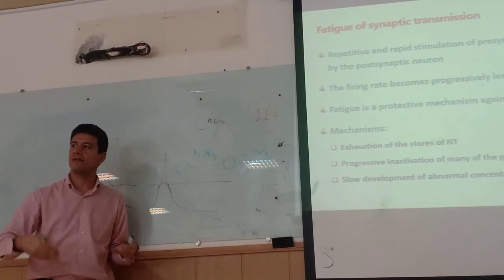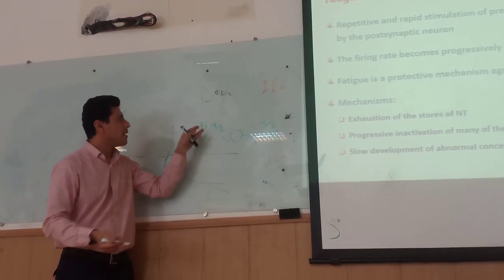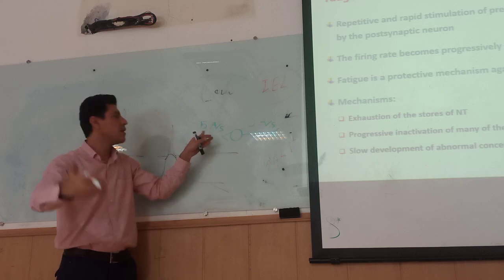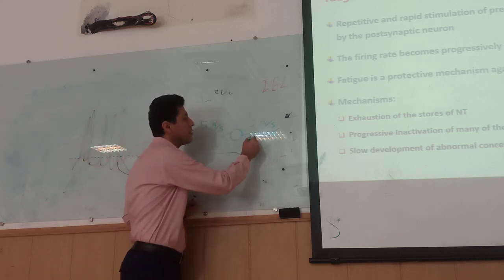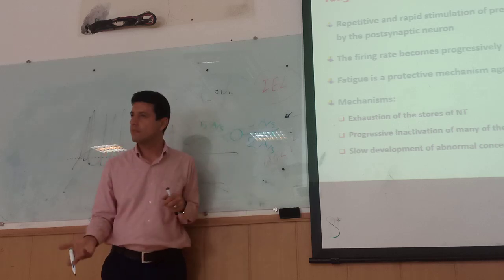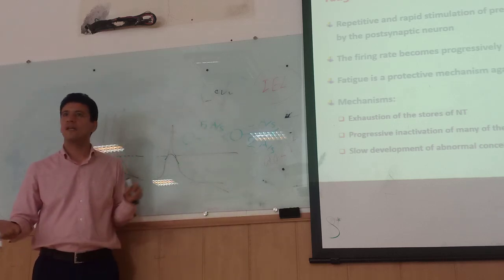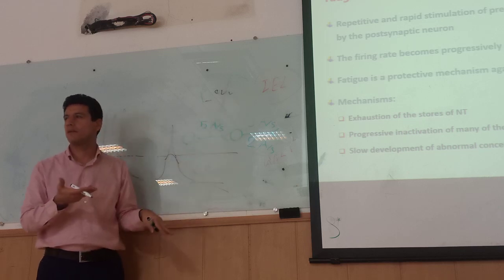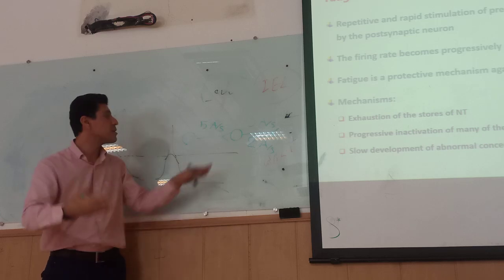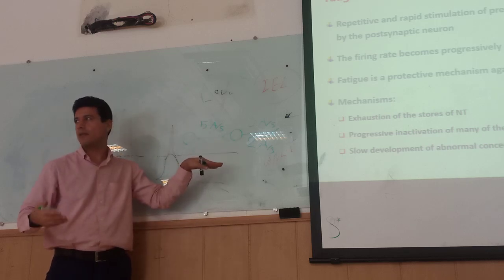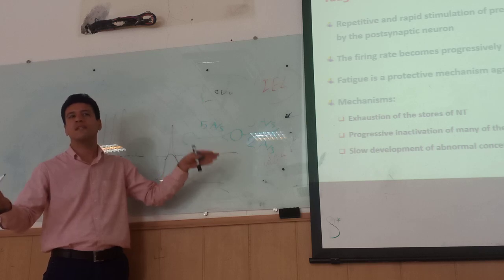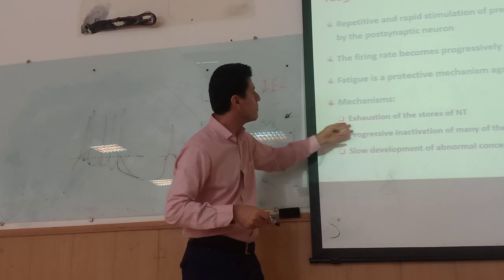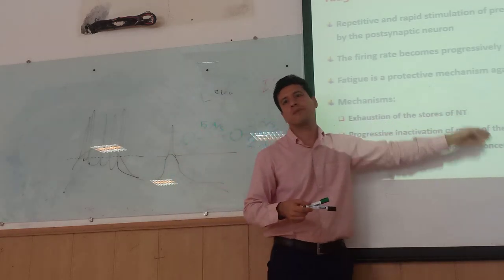After a few minutes of this activity, this one keeps generating 5 action potentials, but this one may only respond with 2 action potentials per second. So we can say that meanwhile there were some changes in the synapse. The synapse is not responsive to the action potential anymore. It's no longer responsive. So we call this fatigue. Why does this happen? Maybe the mechanism is loss of the neurotransmitters.